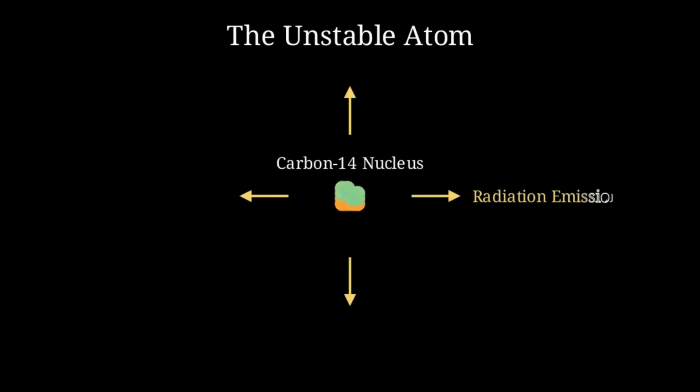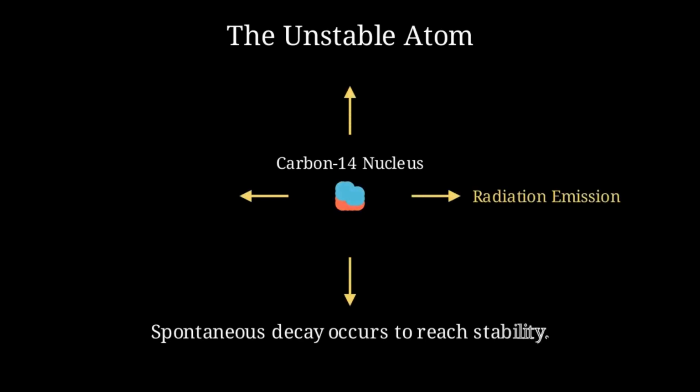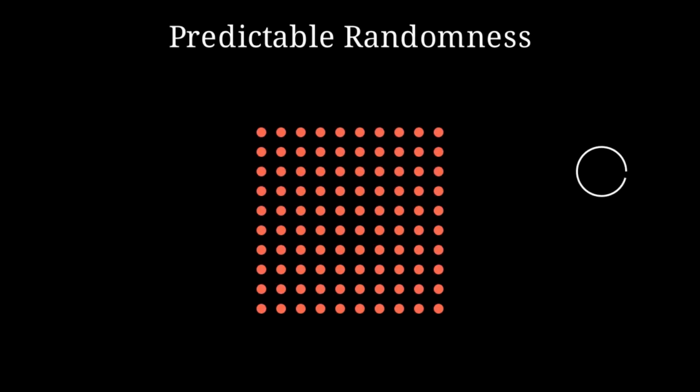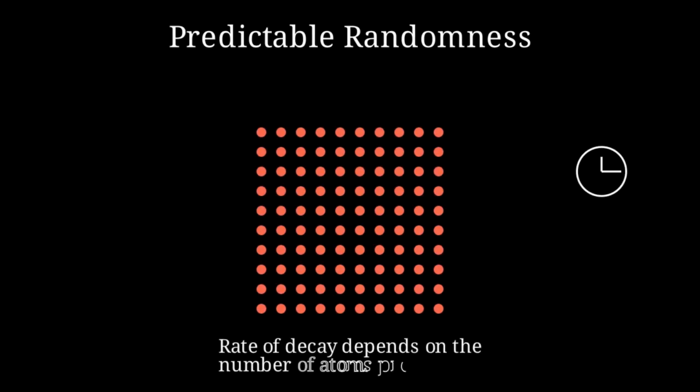In the world of nuclear physics, some atoms are inherently unstable. To reach a lower energy state, they spontaneously emit particles and energy. This process, known as radioactive decay, is entirely random for a single atom but follows a predictable pattern for large groups. While we cannot predict exactly when one specific atom will decay, we can calculate the statistical probability for a billion atoms. The more unstable atoms we have, the more decays we observe per second, creating a predictable mathematical relationship.